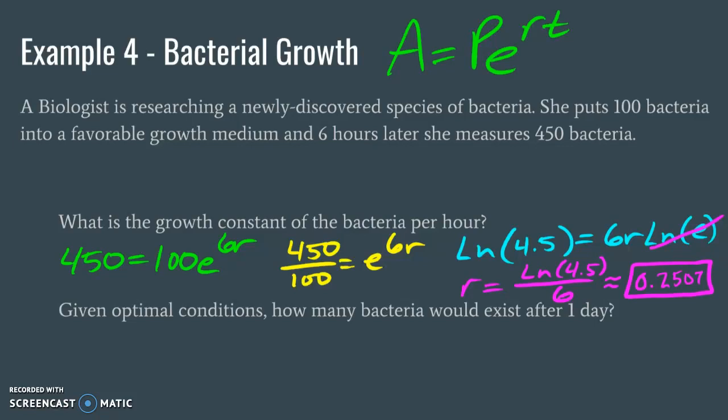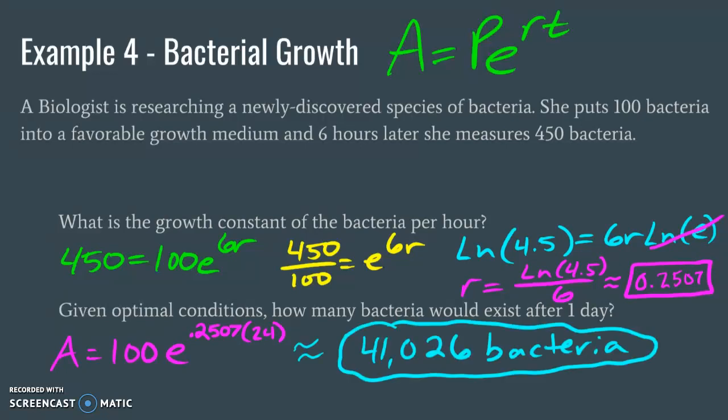Let me show you what I mean by that. In the second part, we're going to see what, under optimal conditions, the bacteria will do after 1 day. So we have A equals 100 times e to the rate we found in the previous problem, 0.2507, but instead of 6 hours, we're going a full 24, which would be approximately 41,026 bacteria. So think about it. After 1 day, 100 tiny little bacteria are now over 40,000 strong. That's how big a growth rate of 25% is.